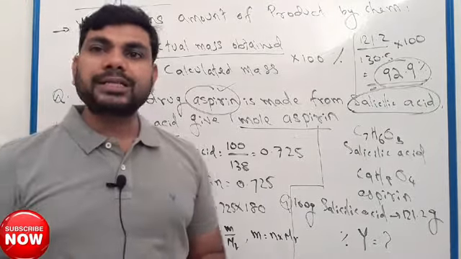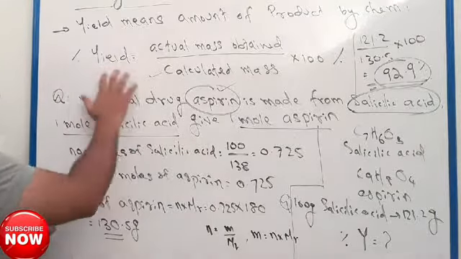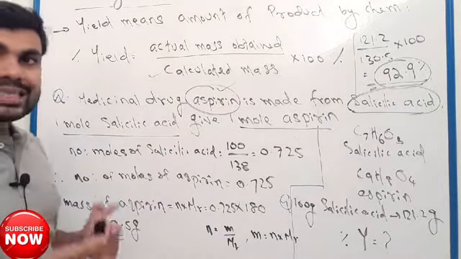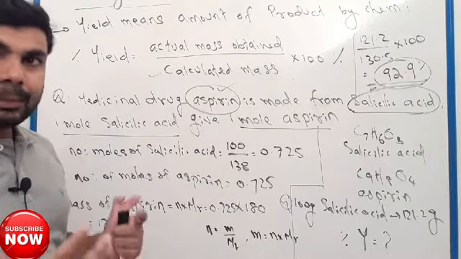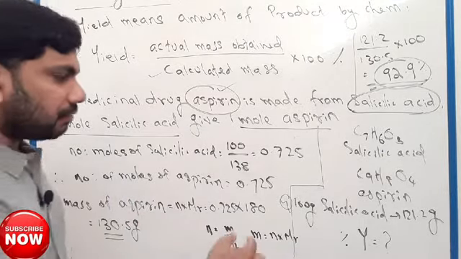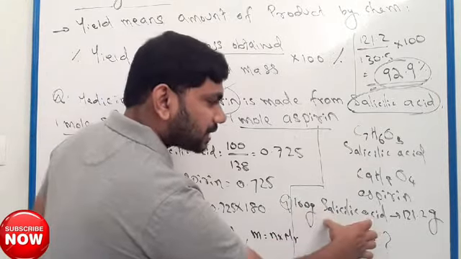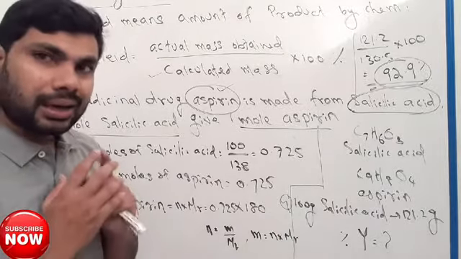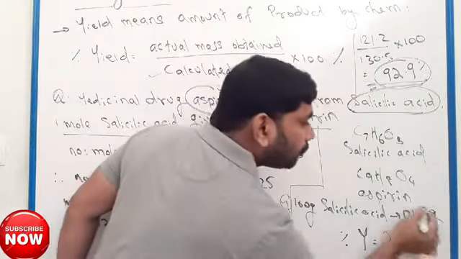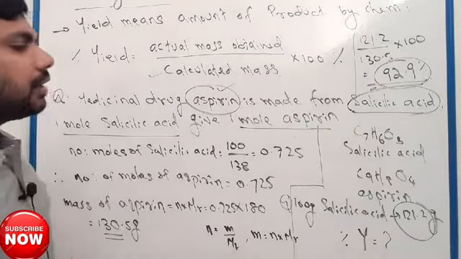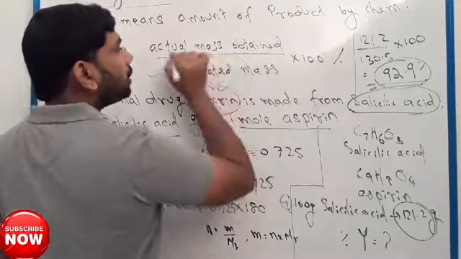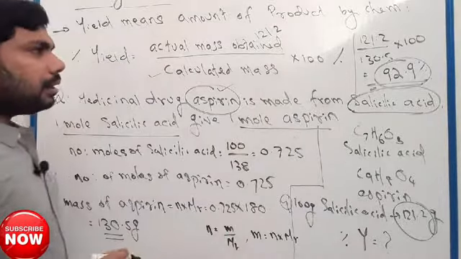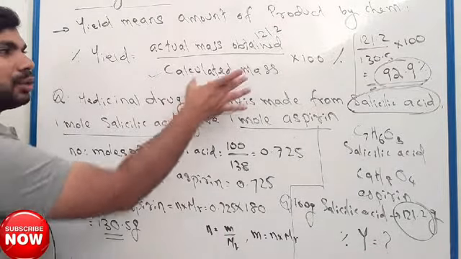So how can you find percentage yield? This is the equation: actual mass divided by calculated mass times 100. What is actual mass? Actual mass means the mass obtained by experiment. It is given here: 100 gram salicylic acid gives 121.2 gram aspirin. So the mass of aspirin formed during the chemical reaction, given here as 121.2, is the actual mass. Now we have to find calculated mass.